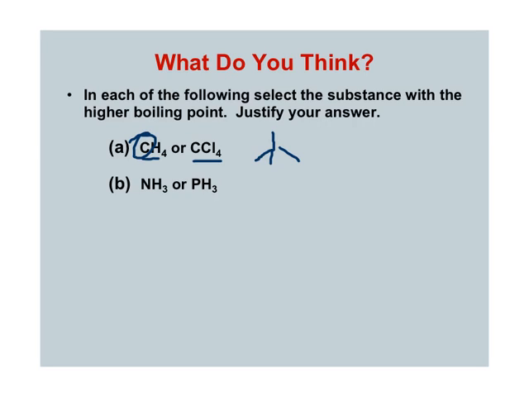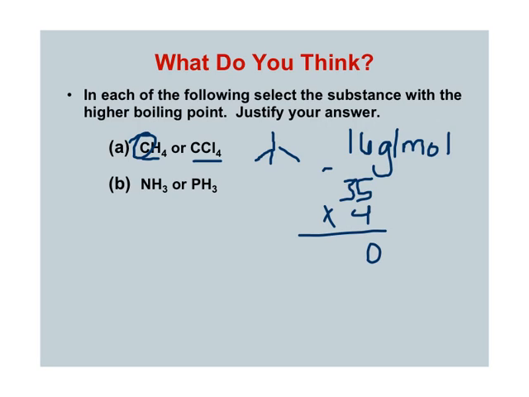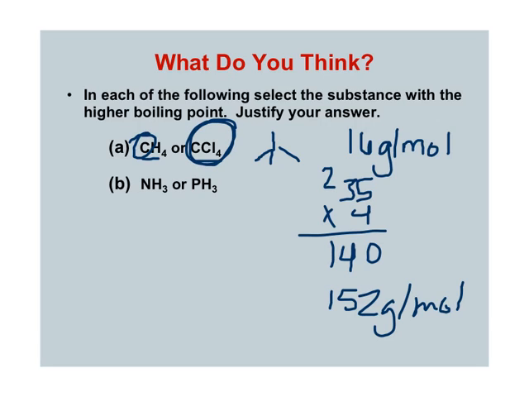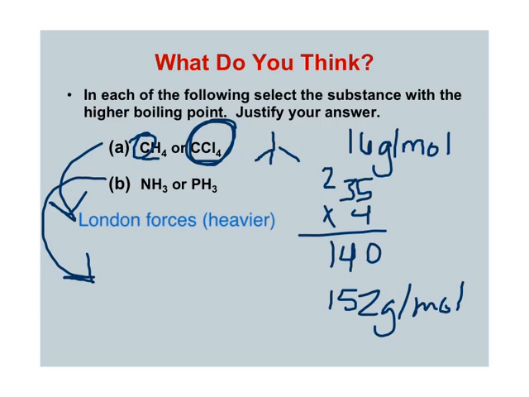CH4 is going to be 12 plus 4, so that's roughly 16 grams per mole. Whereas CCl4 is going to be 12 plus 35 times 4, that's 140 plus 12, so 152 grams per mole. Meaning CCl4 is going to be held together better because of the London forces. Okay. For part B, which of these two are going to be held together better?